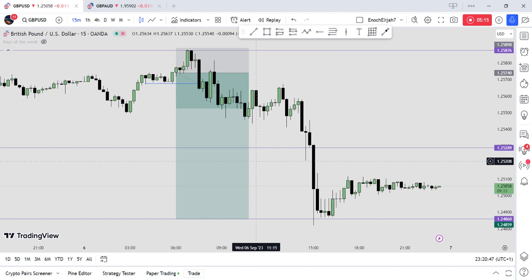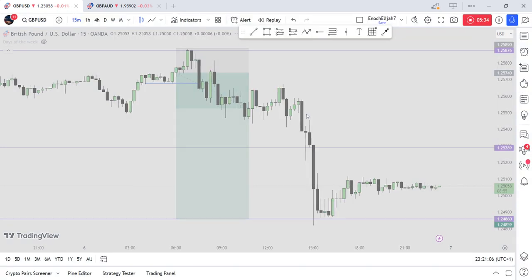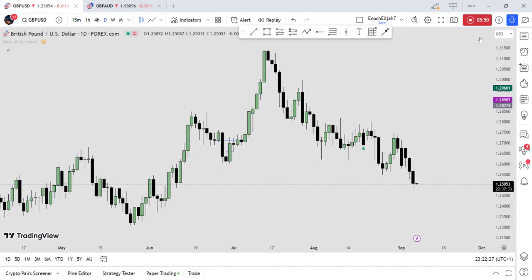Now let me walk you through the process of this trade step by step. First I'll clear my charts for you to see. Let me use another. So now I'm on the daily time frame.